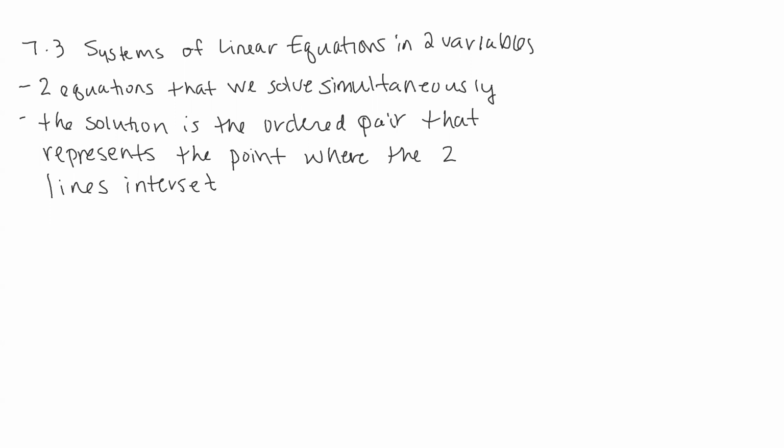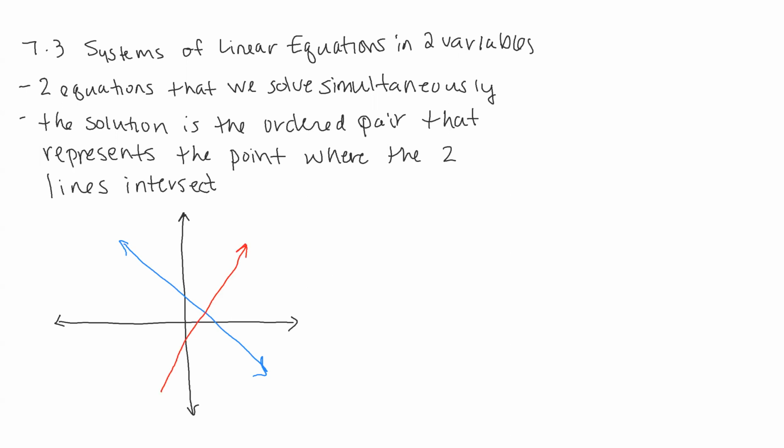Whoops, I forgot to see. So let's say we had a Cartesian plane. And then on this Cartesian plane, we had two lines. Let's say we had this line here, and then we had maybe this line here. What we would be looking for is this point right here. This point where the two lines intersect, this would be the solution to the system. Okay, so again, we're looking for the single ordered pair that satisfies both equations. This happens to be the point of intersection. Okay, so keep all of that in mind.